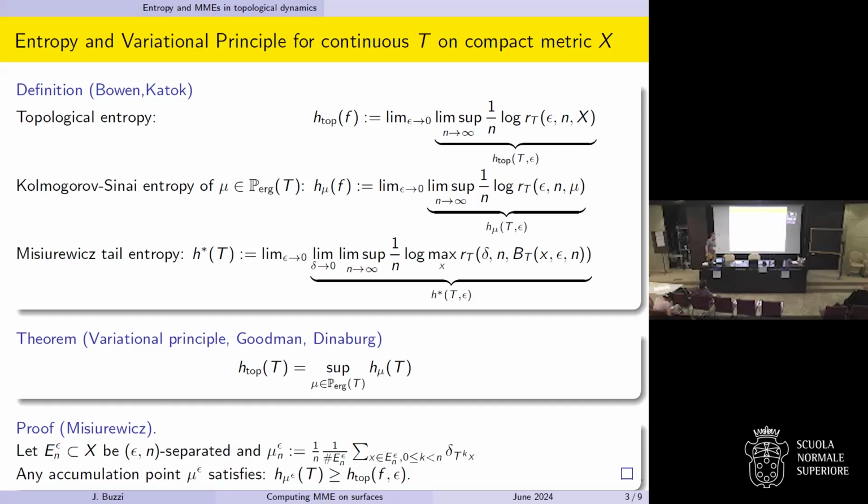Then there is some technical computation, clever but not very hard, that tells you that any accumulation point when n goes to infinity will have entropy like the growth rate of the cardinalities of these sets. It's a very standard but important way to proceed. Since by definition you take epsilon arbitrarily small, you get measures, let's call them mu epsilon, which are arbitrarily close in entropy to the topological entropy. And this is the variational principle.